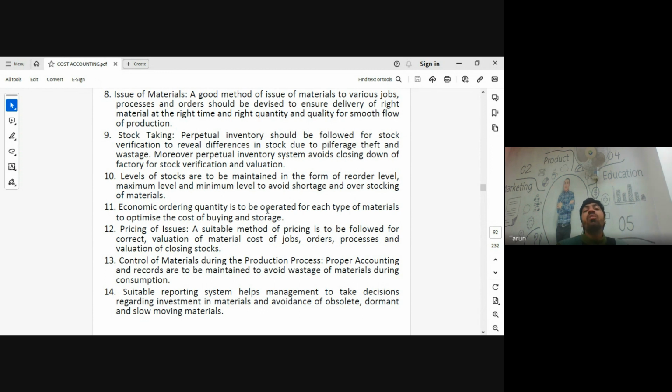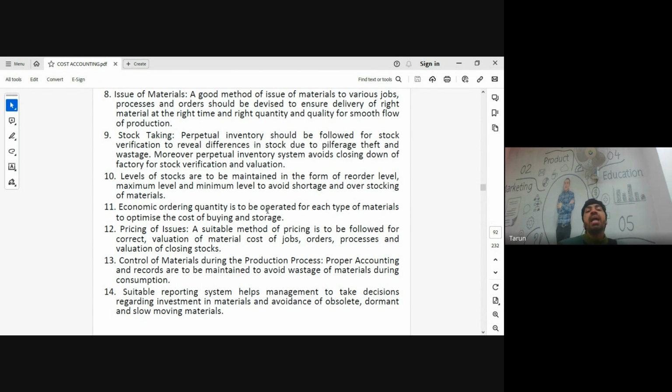Next one is economic ordering quantity, which is to be operated for each type of material. It is very important that the ordering quantities of the raw materials have to be maintained and operated for each type of material, so that whatever the cost involved is, it is better to optimize in a very efficient way.